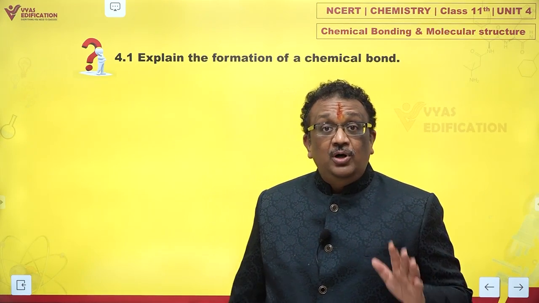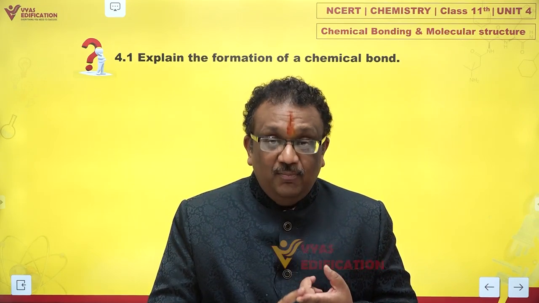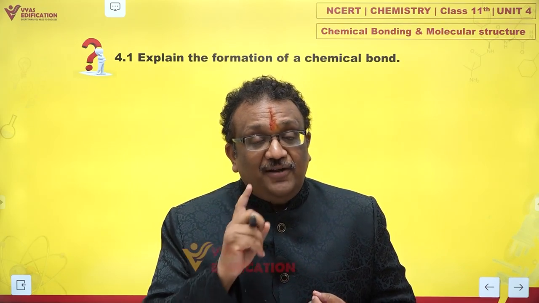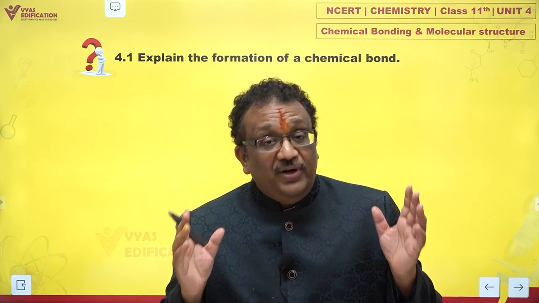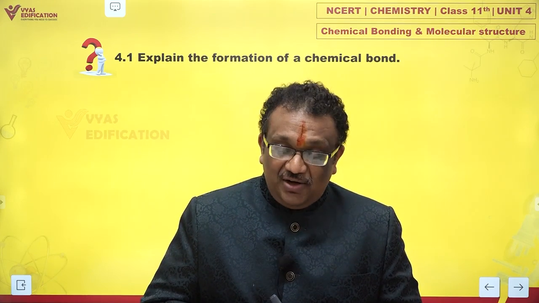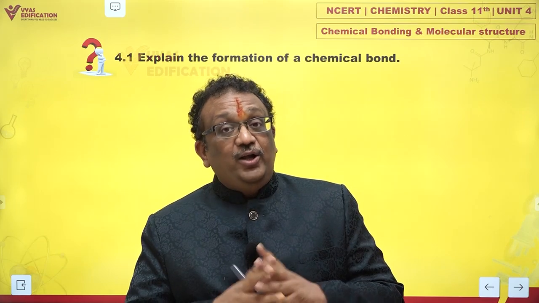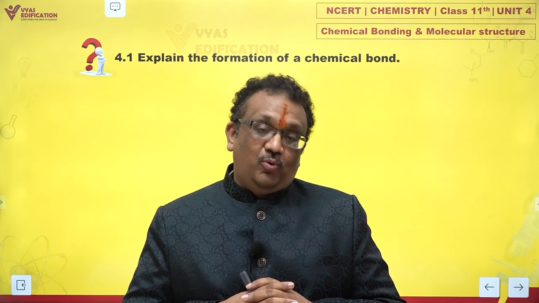So what is a chemical bond? A chemical bond is an electrostatic force of attraction between two or more atoms, such that the magnitude of this attraction amounts to at least 140 to 160 kilojoules per mole.